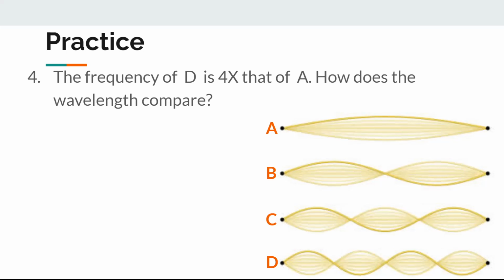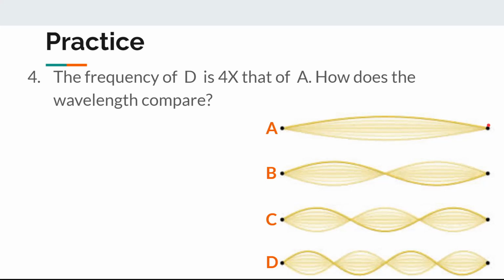All right, the frequency of D is 4 times that of A. How does its wavelength compare? All right, guys, which one has a longer wavelength, A or D? Let's start there. Which wave is longer, A or D? A. Wave A is longer, guys. Wave D, look at this wave. You can fit 2 whole waves on this string. That means they have to be shorter. Wave A, you can only fit half a wave on the string.